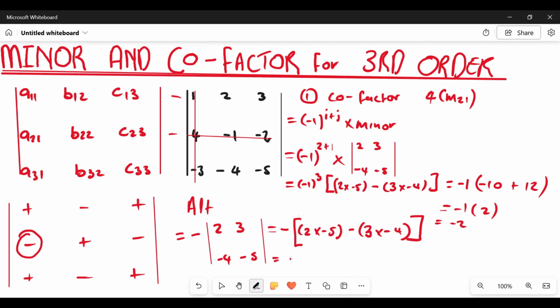Now remember, we have this negative here, so inside the bracket we're going to have 2 multiplied by -5, that's going to give us -10. On the next term we have negative and negative, this is going to give us plus, and then 3 multiplied by 4, that is going to give us 12. So inside the bracket we have +2 multiplied by the negative, meaning our cofactor is going to be -2. As you can see, these answers are the same.